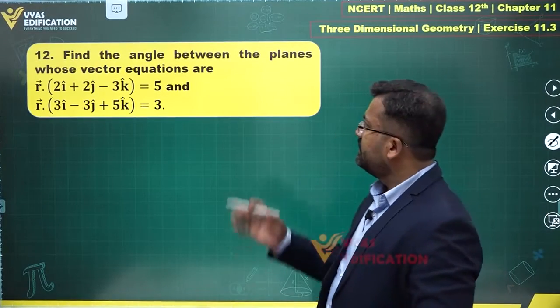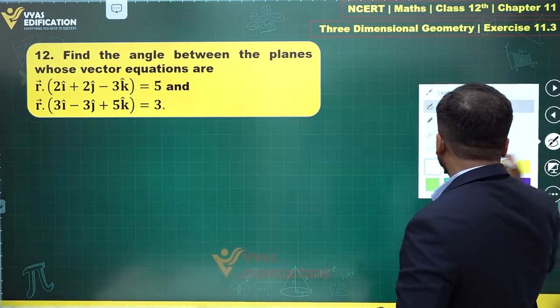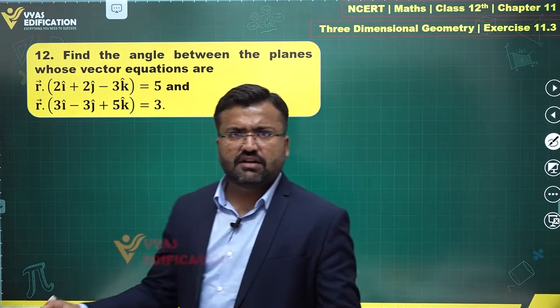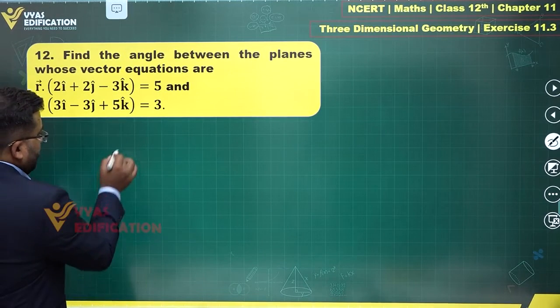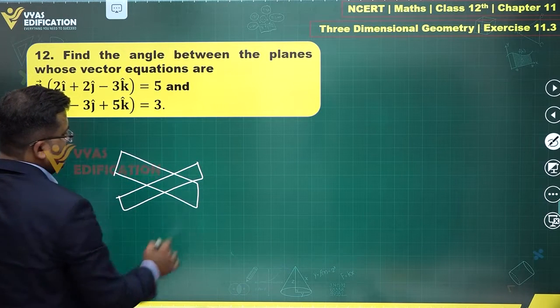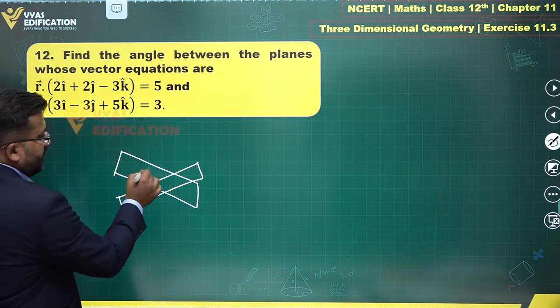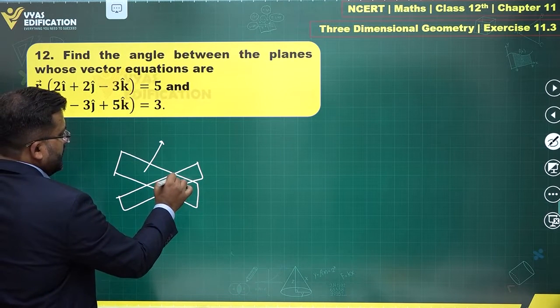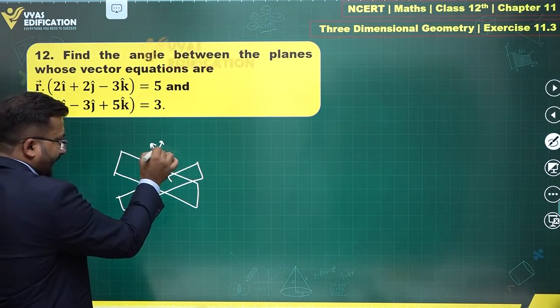Question number 12 says, find the angle between the planes whose vector equations are this and this. Okay, angle between planes is not a difficult thing. For example, this is one plane and this is, let us suppose, another plane. So angle between these planes would simply imply, if you know this normal and if you know this normal, you are actually looking at the angle between these two.